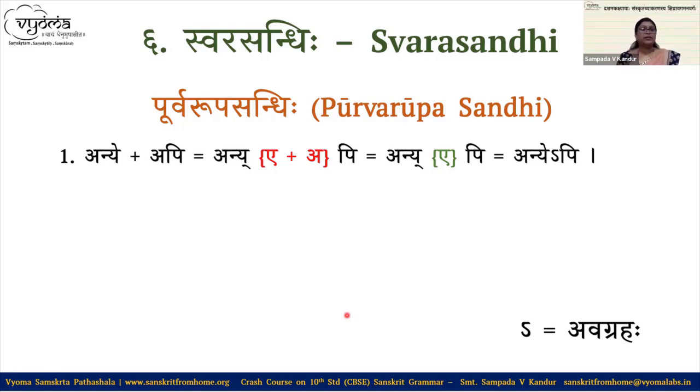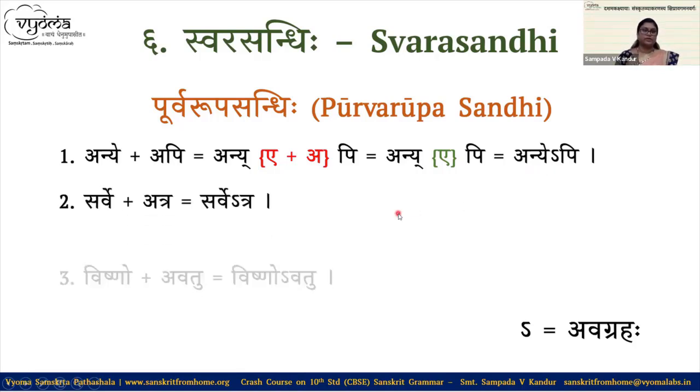Anne plus api, here what happens? Because Uttarapada A has come, A will go, and at the place of A, the S sign is added and the whole word is added as it is. Like Anne plus api, then this S and P. Now this is called Avagraha. So after Anne, Avagraha is added and P as it is. But how is this to be read? Anne P. You need to extend one matra kal for this Avagraha. Okay, so this is Purvarupa Sandhi.